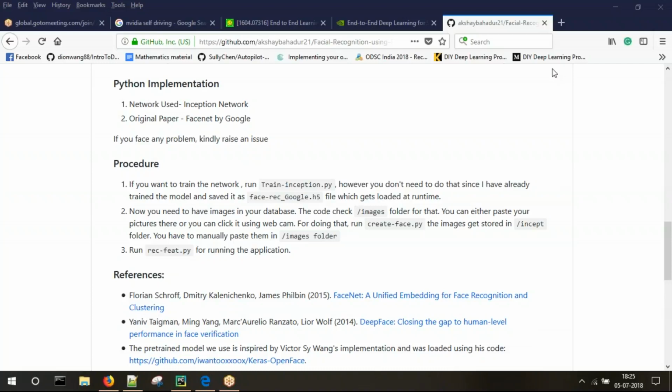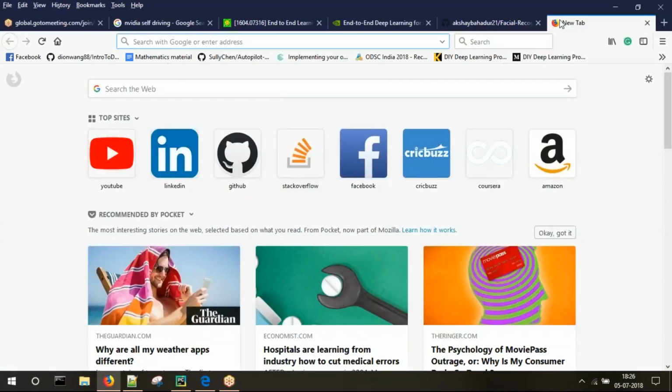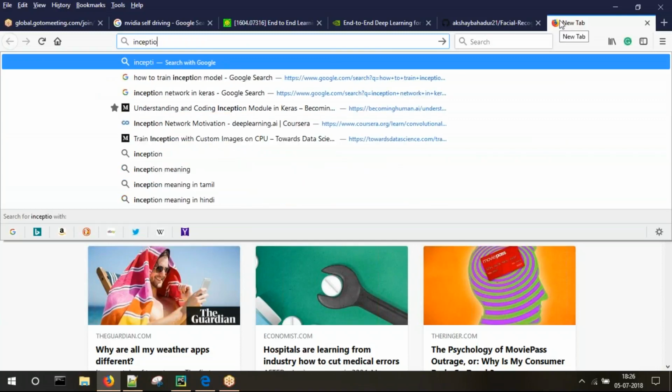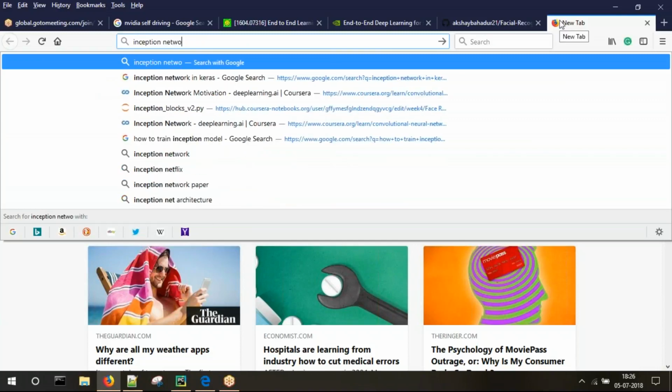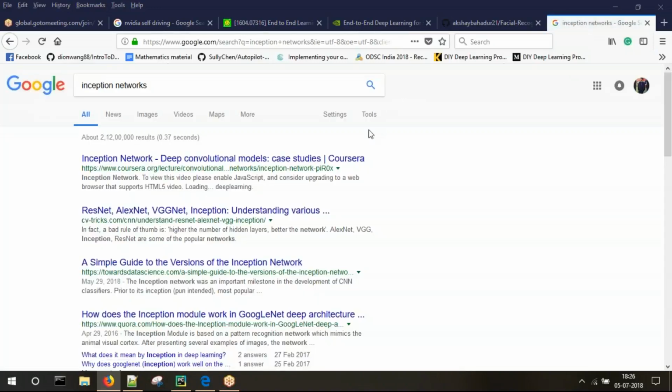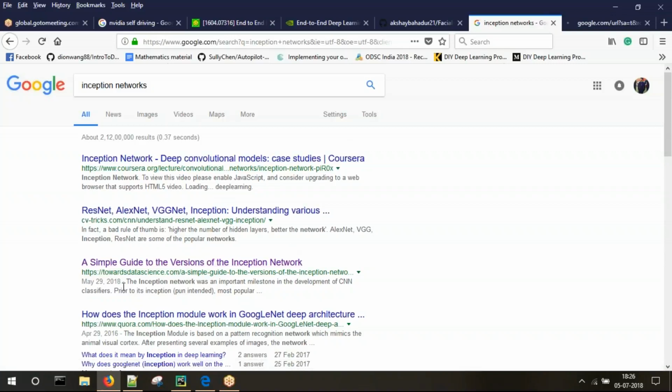Okay, coming back to this FaceNet model, a couple of things to mention. First, it uses a model known as the Inception Network. I would recommend reading about Inception Networks first; it is easy to understand, and you can go to this blog. This is a very good blog on Towards Data Science.